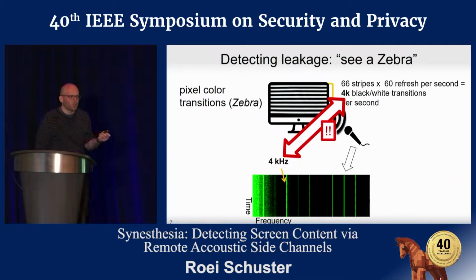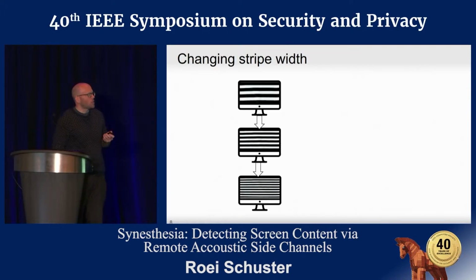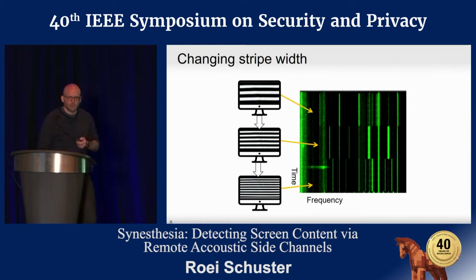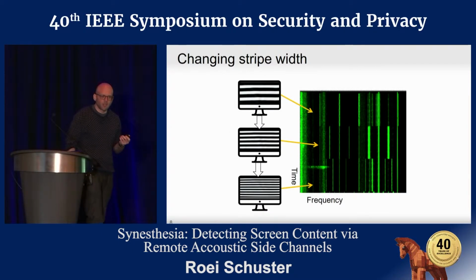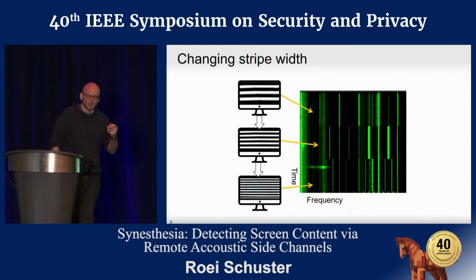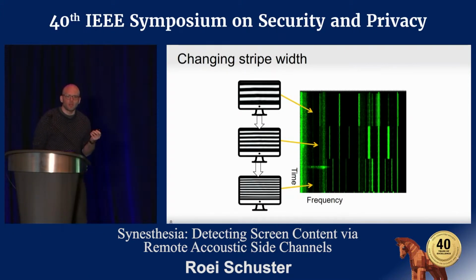We're not sure, but to find out for sure, we're going to change the stripe width of the zebra. And every time we change the stripe width, we see on the visualized audio signal in the spectrogram that the frequency of rendering stripes appears. So this is kind of a smoking gun for a leak. We know that there is definitely a visual to audio leak here.